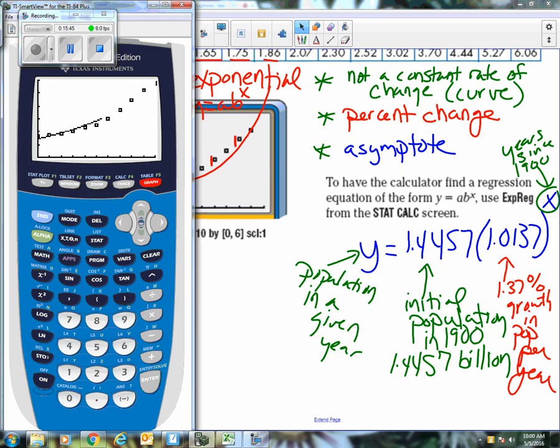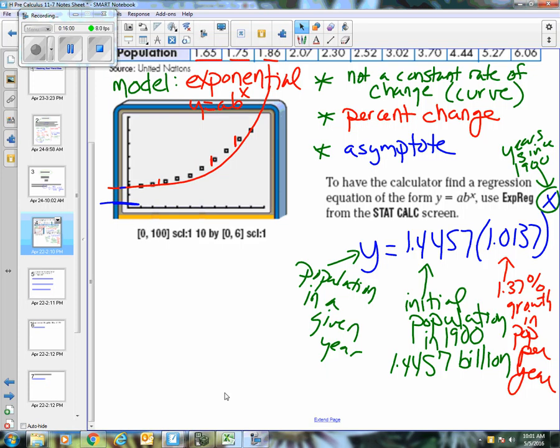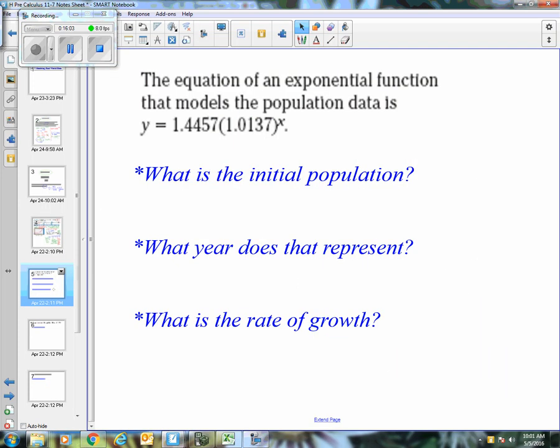It's pretty good. All right, so it fits pretty well. It's a pretty decent model. So now we could use this model to project for any time. I can actually calculate or predict what the world population would be in any future year based on this equation that I have. All right, so let's talk about that equation then and do a little bit of that.